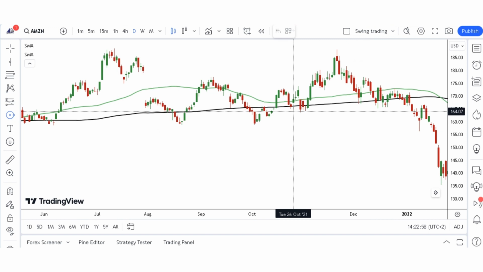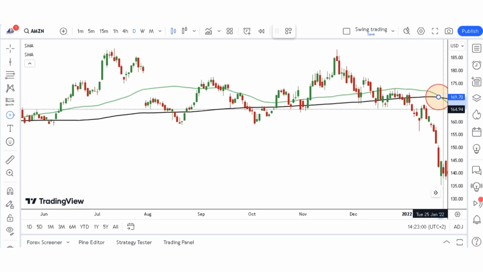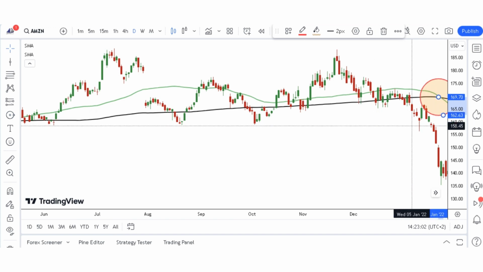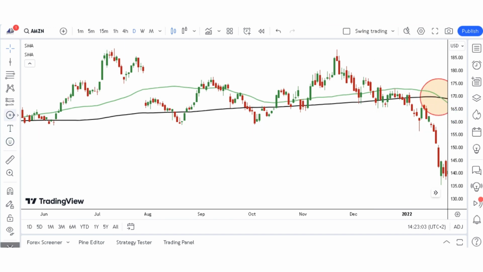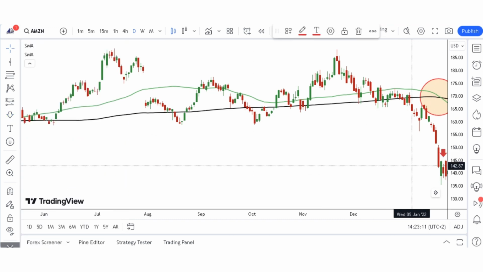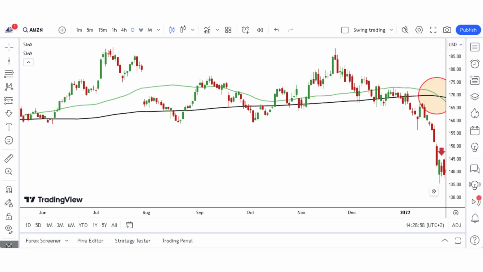Now, let's consider a bearish scenario. In the daily chart of Amazon, we can see a moving average crossover to the downside, where the 50-day SMA crossed below the 200-day SMA. This is a bearish signal. We can open a short position immediately after the crossover, or we can wait for the price to come back and retest the 50 or the 200-day SMA.